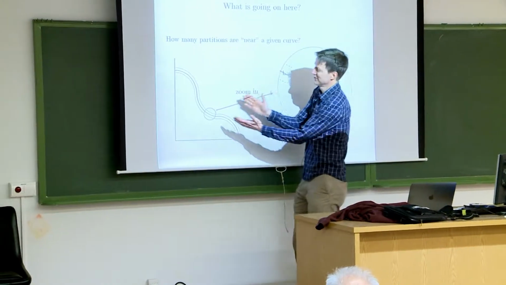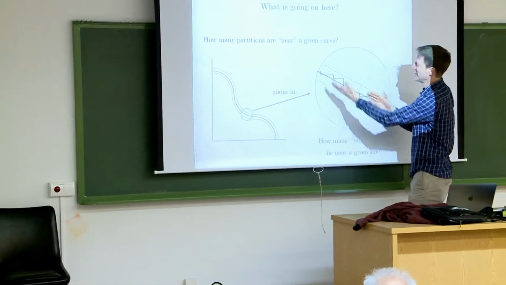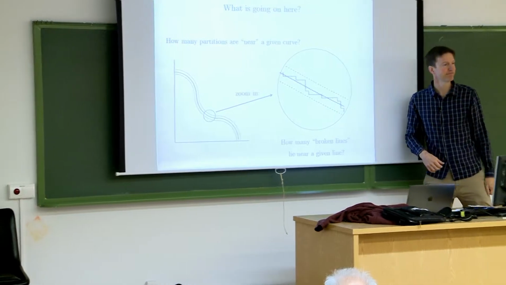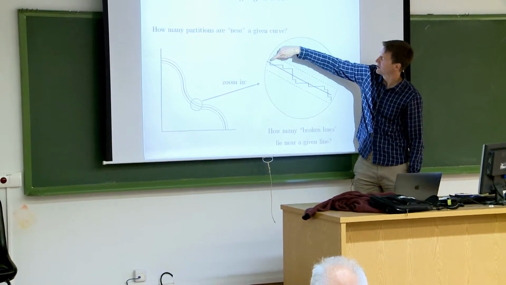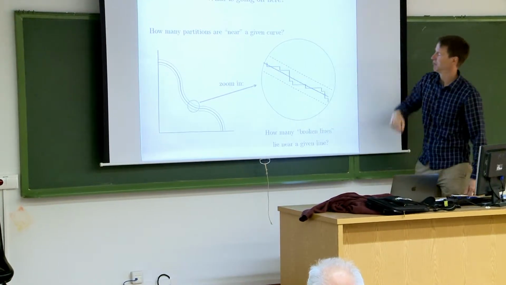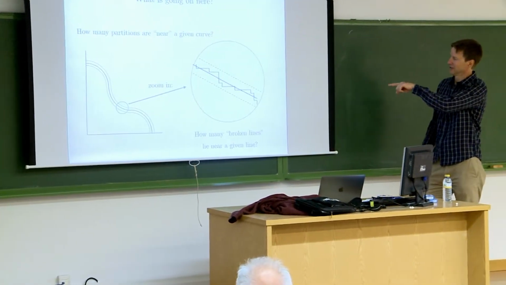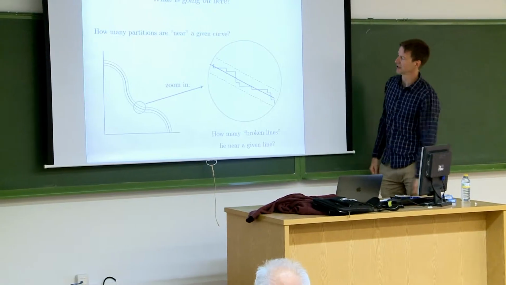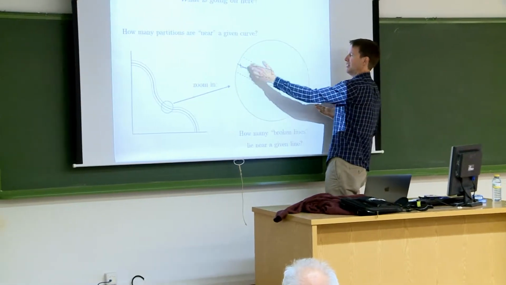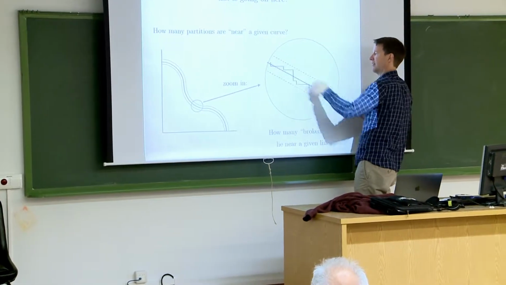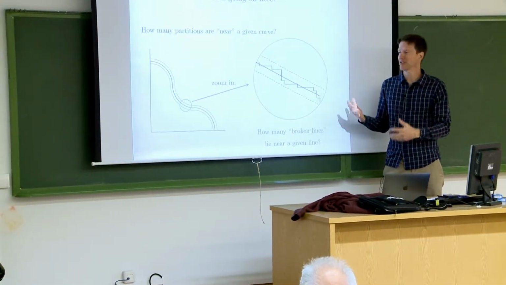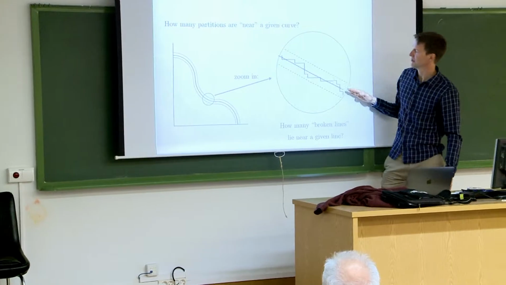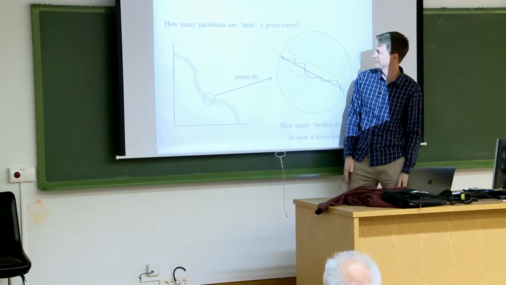If the curve is smooth, then when I zoom in, it looks roughly straight. And if it looks straight, then a partition looks something like this black line here. The boundary of the partition looks like that. It's just a broken line which has a particular slope. Right? The only relevant information about the curve near this point is the slope of the curve there.